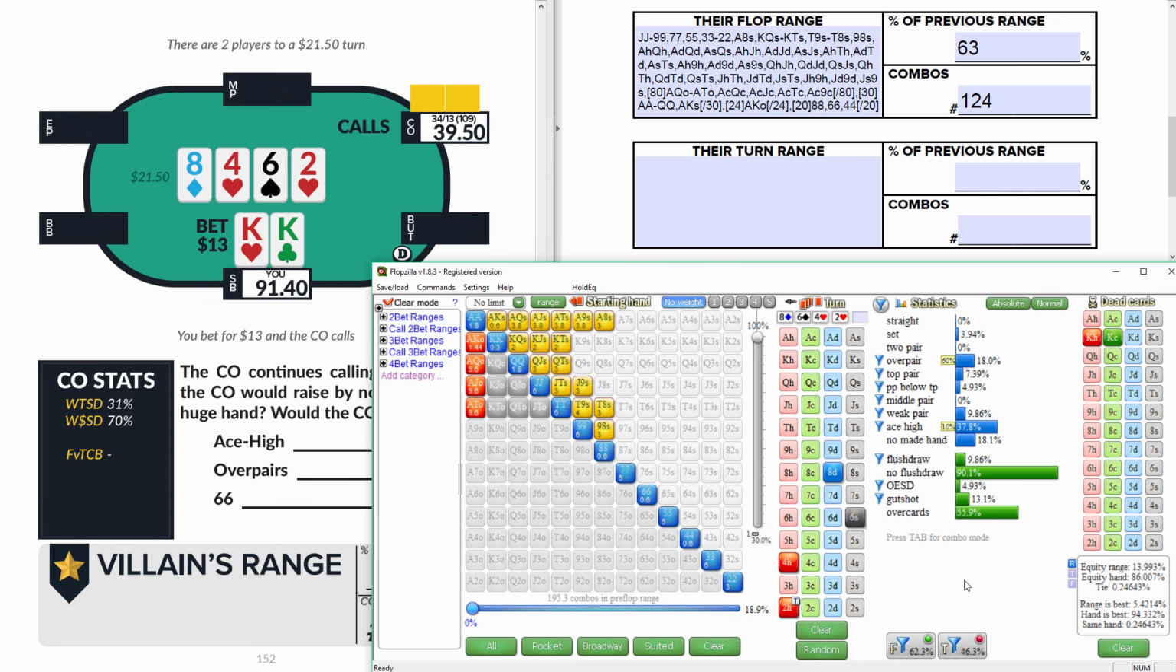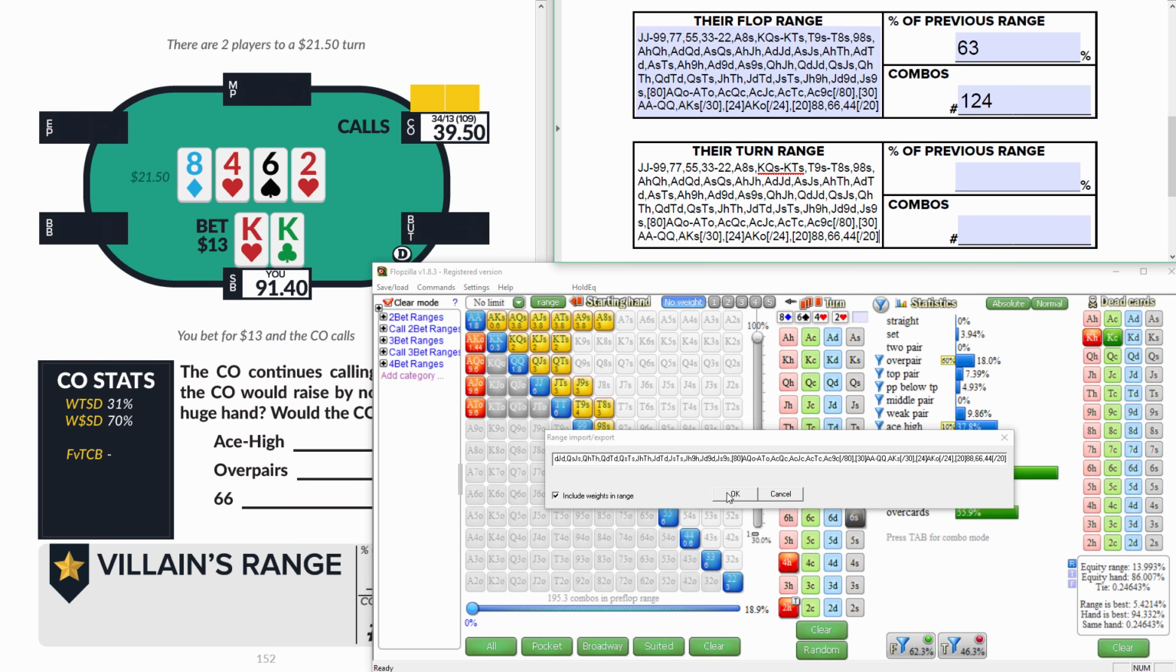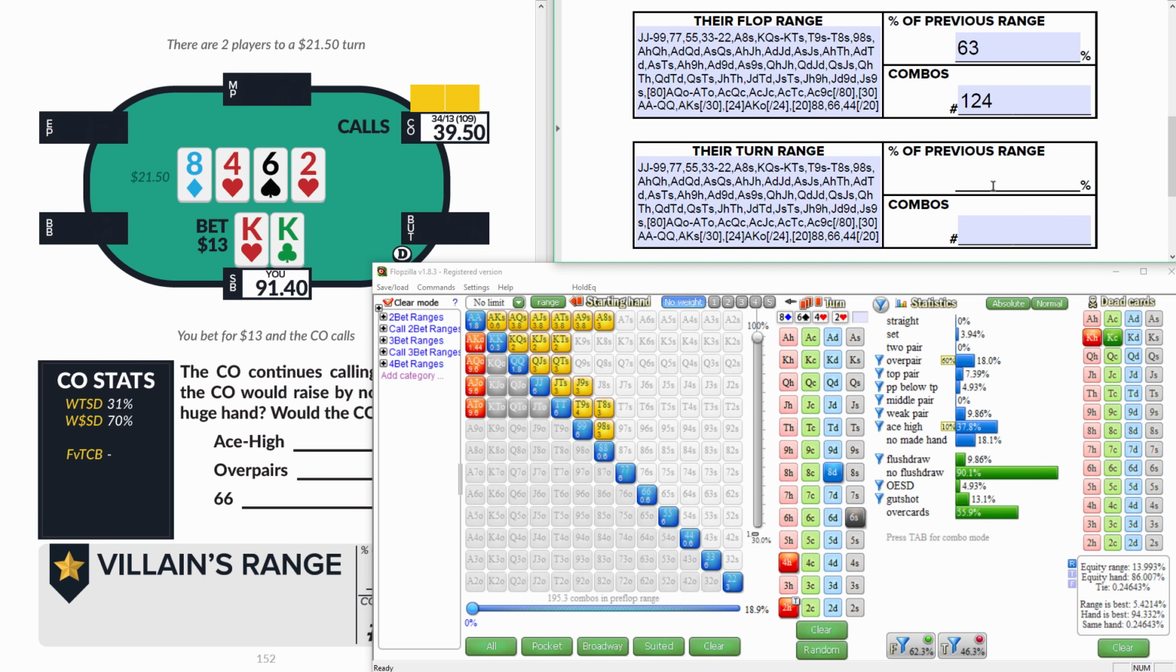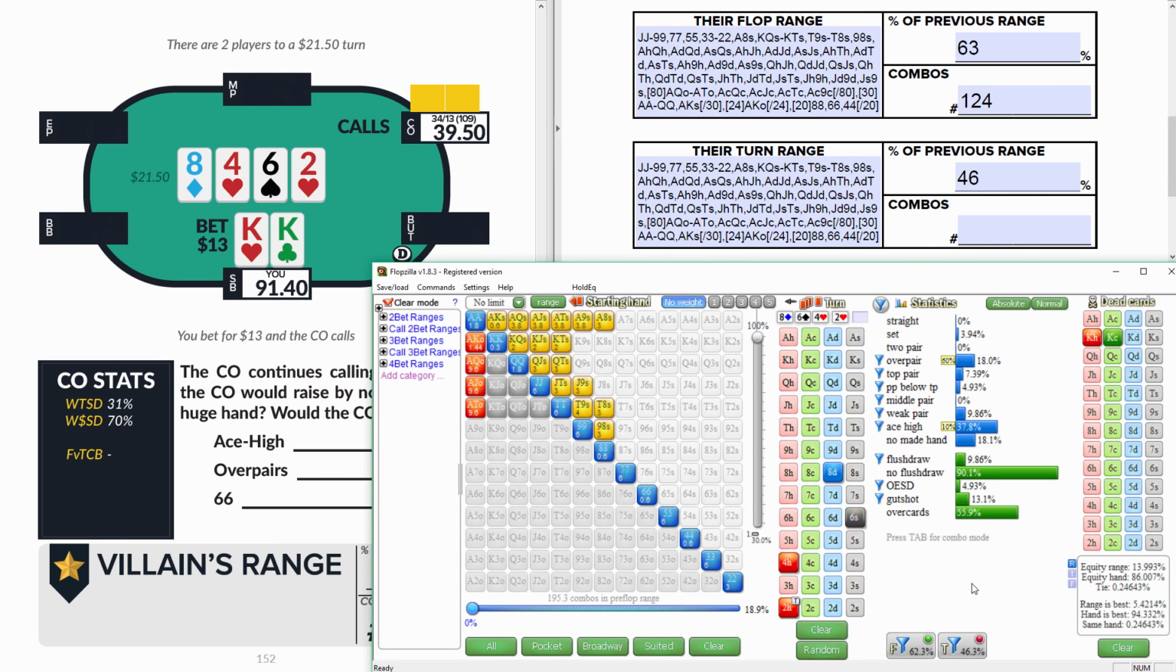They call the flop bet, and now they're calling the turn bet. So to put this all in the template, Control Alt T is in Timothy. That gives us the full output. Sweet. We're going to put in 46 because that's the percentage of previous range. I'll explain that in one second. And push the tab to go into combo mode, and we're down to 121.